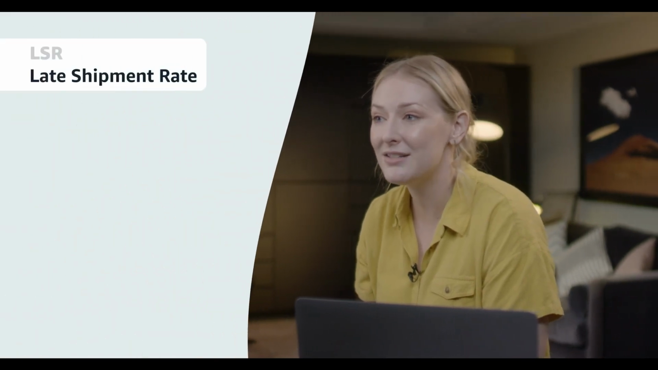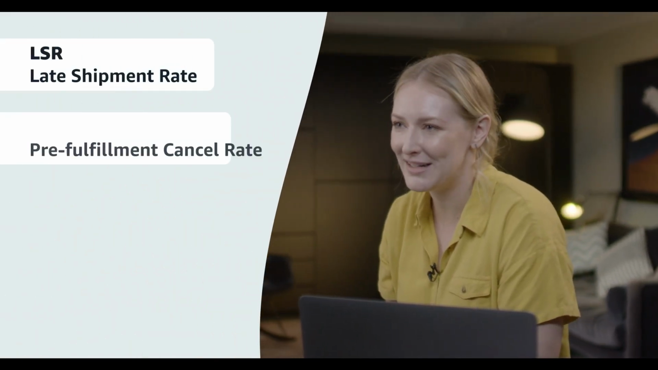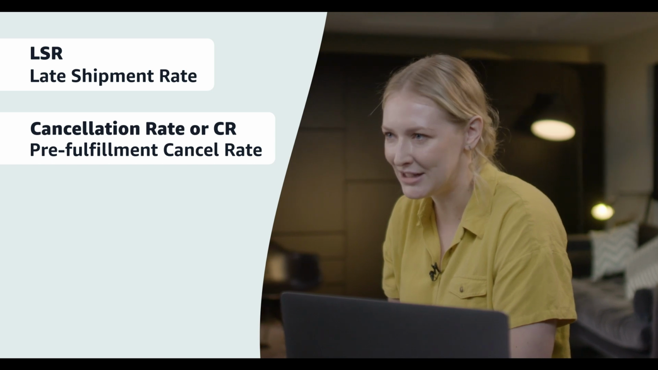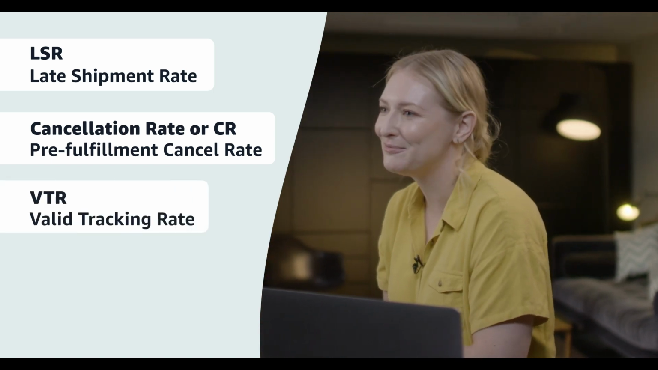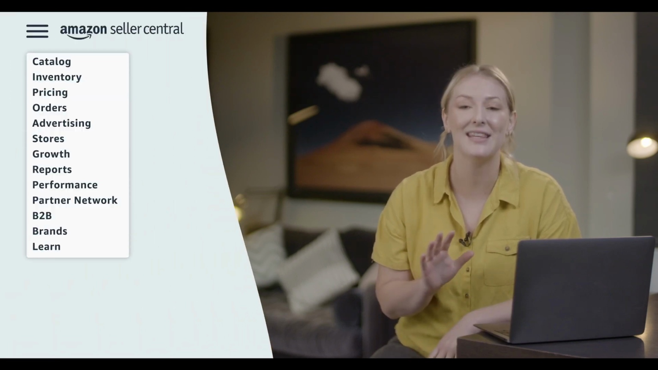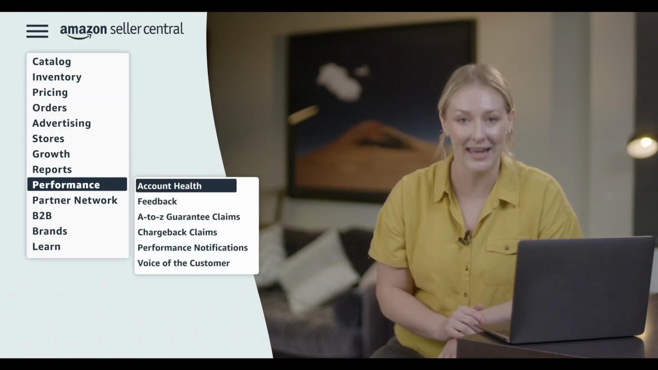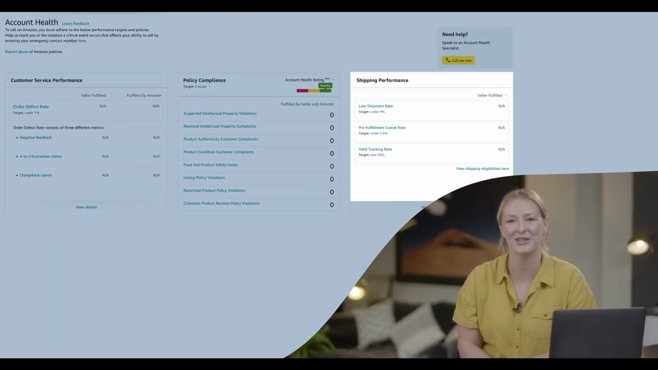You can use 3 metrics to help assess the health of your MFN shipping performance: late shipment rate, or LSR, pre-fulfillment cancel rate, also known as the cancellation rate, or CR, and valid tracking rate, or VTR. Hover over Performance in the main menu, then click Account Health to view all 3 metrics.